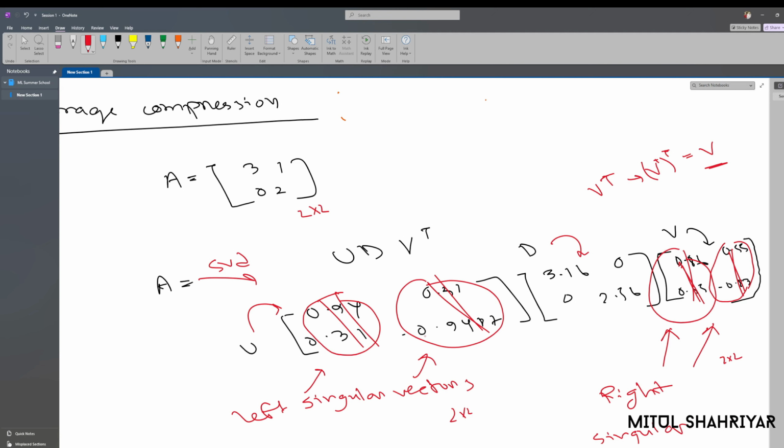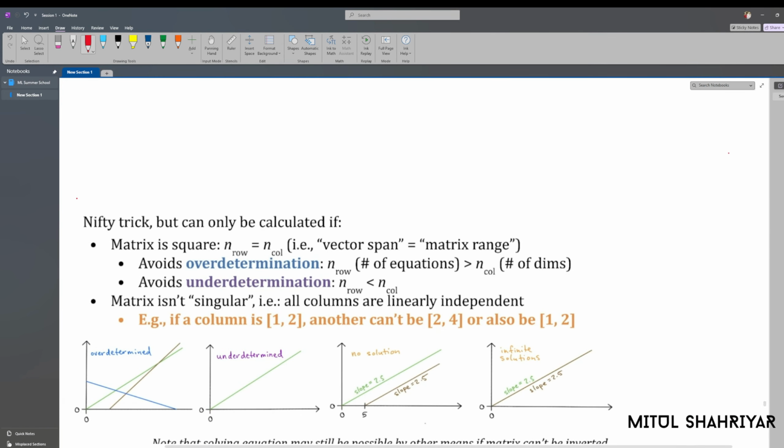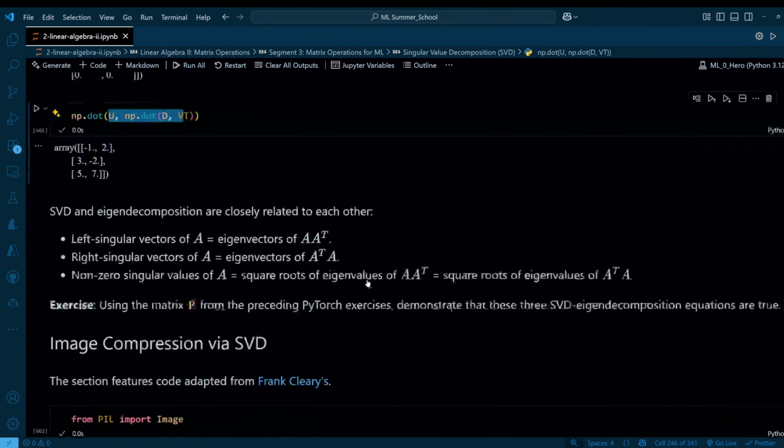As these are on the left side, we call them left singular vectors, and that's what we are going to look into right now before we talk about these things. Okay, let's go for that. Okay, let's look at this.